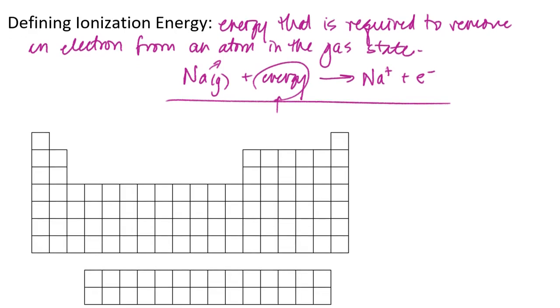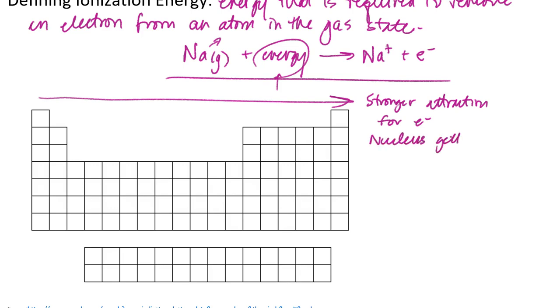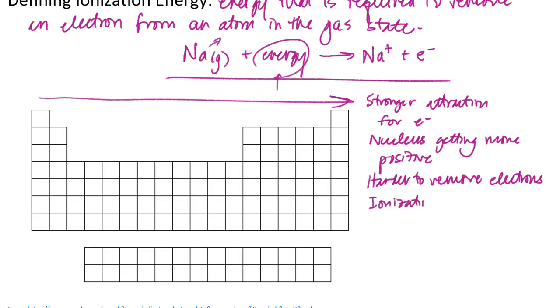And so applying that concept to periodic trends, again, as we go from left to right, remember that we have a stronger attraction for the electrons. Again, that's because the nucleus is getting more positive. And if the nucleus is getting more positive, that means the electrons are more attracted because positive charges and negative charges attract. And so as a result, it's harder to remove electrons as you go from left to right in the periodic table. Okay, and so if that's true, then ionization energy should increase as I go from left to right in the periodic table.